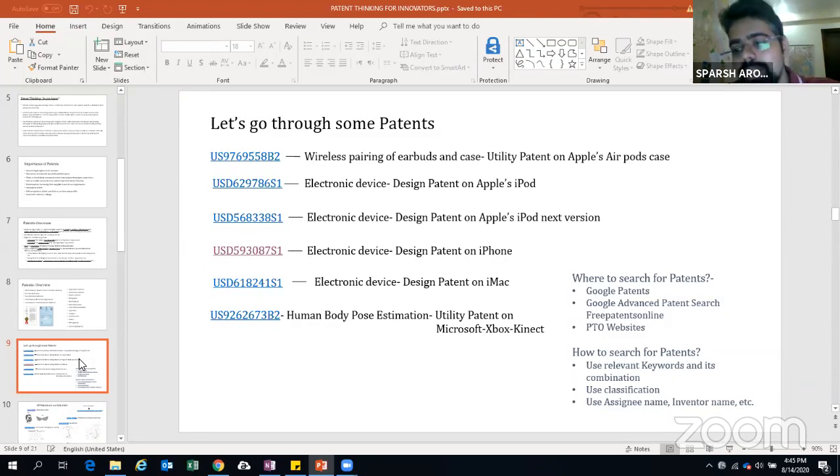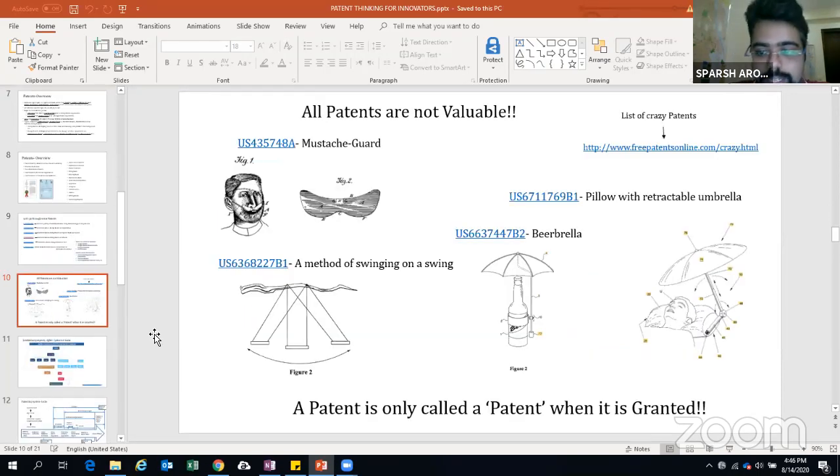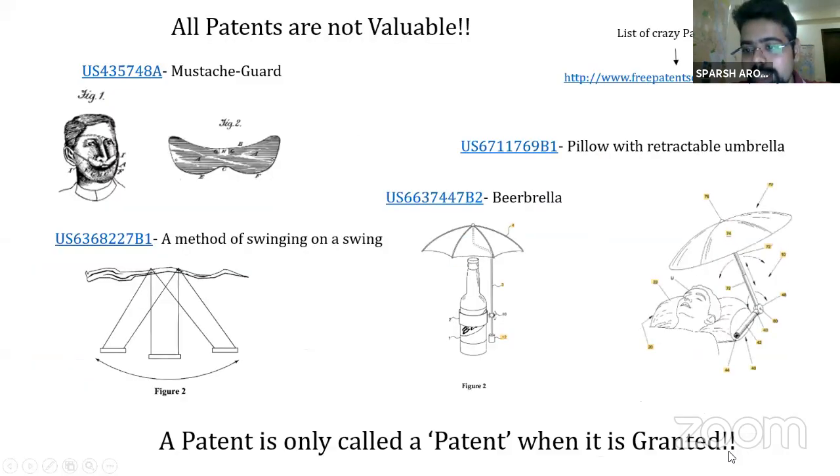Having said that, a lot of patents which are there are not generally used. There are a lot of useless patents which are being filed by people, and those patents are even granted. So here are some examples of that. Somebody filed a patent on a mustache guard. Now this is of no use, and this was actually granted by the US Patent Office. It has even expired now, as 20 years have passed.